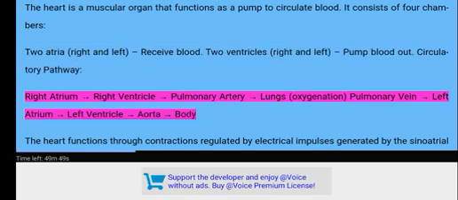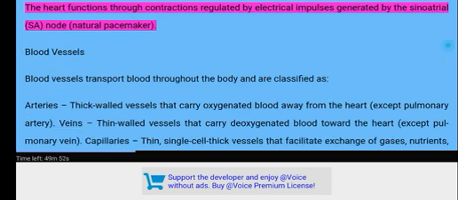Circulatory pathway. Right atrium, right ventricle, pulmonary artery, lungs, oxygenation, pulmonary vein, left atrium, left ventricle, aorta, body. The heart functions through contractions regulated by electrical impulses generated by the sinoatrial node, the natural pacemaker.